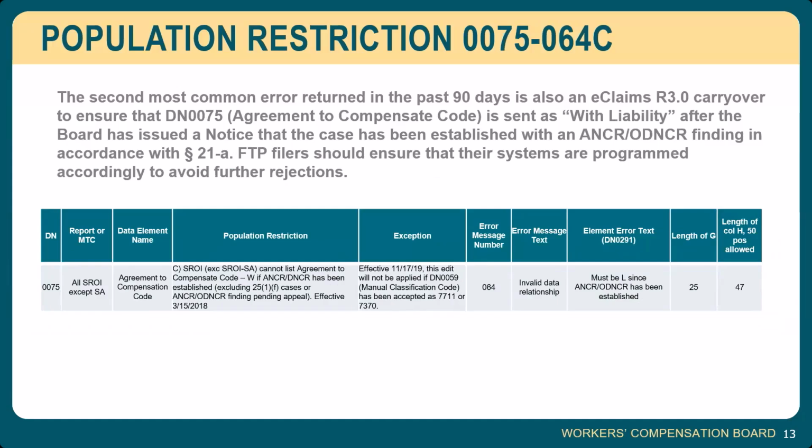The second most common error returned in the past 90 days, again a Release 3.0 carryover, is for DN75 agreement to compensate code, to make sure it's sent with liability after the board has issued a notice that the case has been established with ANCR or ODNCR in accordance with Section 21A.